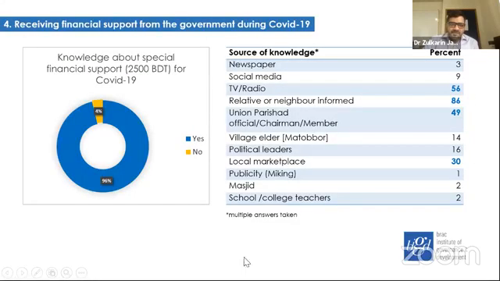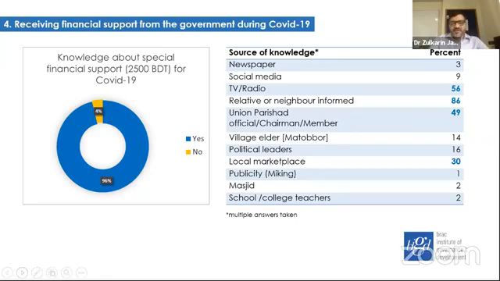On the next one, we wanted to find out how they learned about their government payment in the COVID context. Regarding knowledge about the stimulus package, this financial support of 2,500 taka in the COVID context, 96% of the participants, who are multiple account users, were already aware of it. One of the major sources, 86%, mentioned they got to know from relatives and neighbors. Then 56% learned it from TV and radio, union police also played a role at 49%, and the local market was another information hub for these COVID packages.